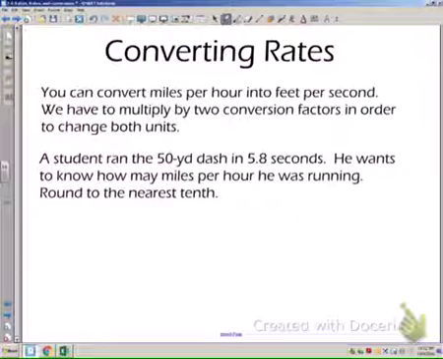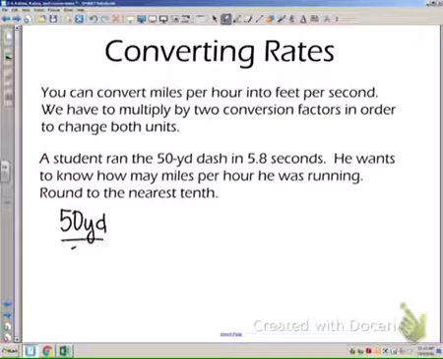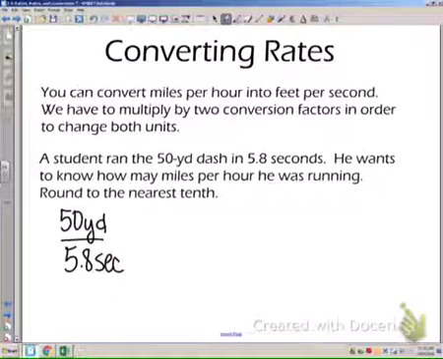Okay, converting rates. You can convert miles per hour into feet per second if you want. We have to multiply by 2 conversion factors, though, because we're changing both units. So, a student ran a 50-yard dash in 5.8 seconds. So, 50 yards in 5.8 seconds. He wants to know how many miles per hour he was running. Round to the nearest tenth.